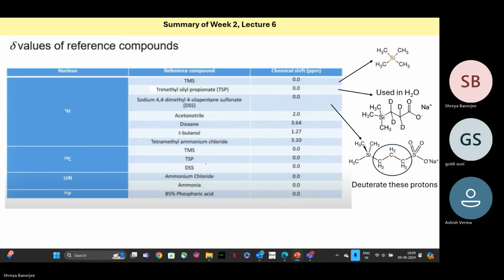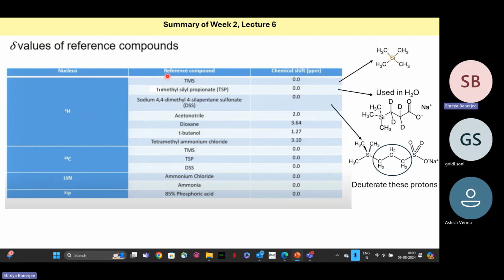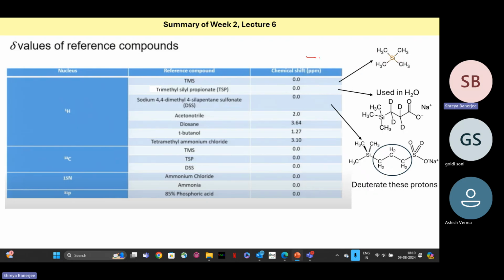Then, these are common reference compounds used in different NMR spectra. So last class we were discussing TMS, that is tetramethylsilane. The reason it is such a good reference compound is that there are 4 methyl groups and 3 hydrogens on each. So there are 12 hydrogens and all 12 hydrogens are equivalent. So this compound will give only one peak in the NMR. And it will be a very high intensity peak.